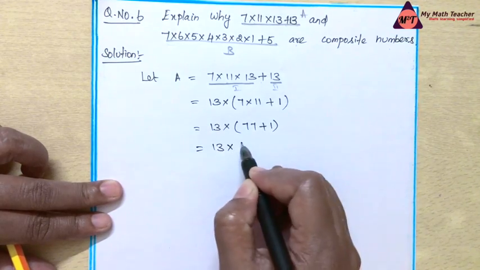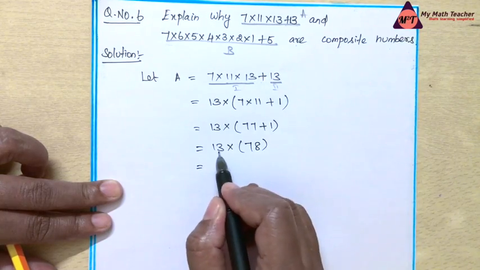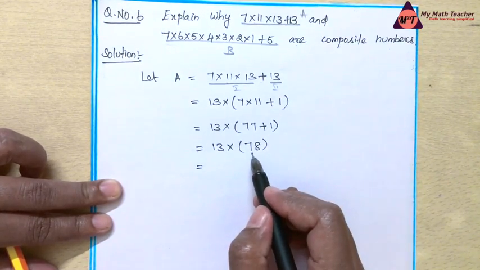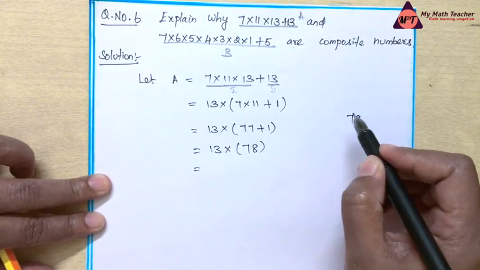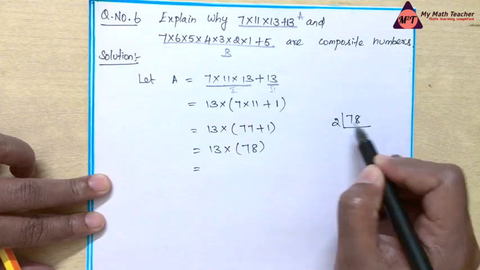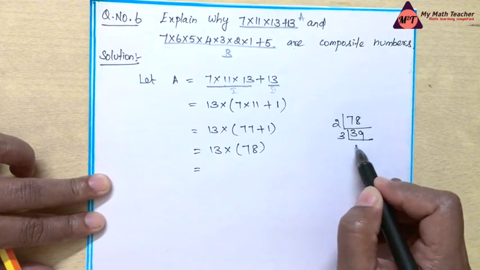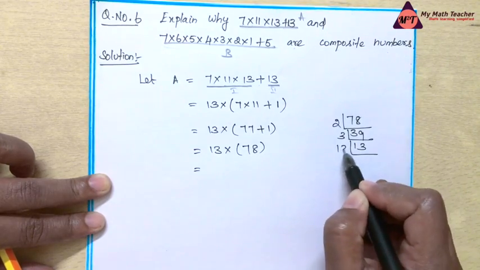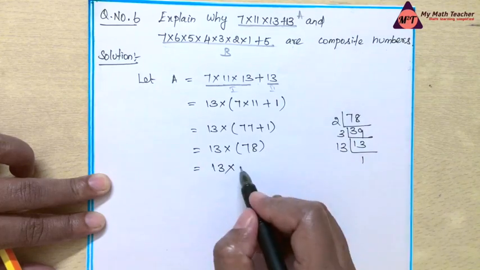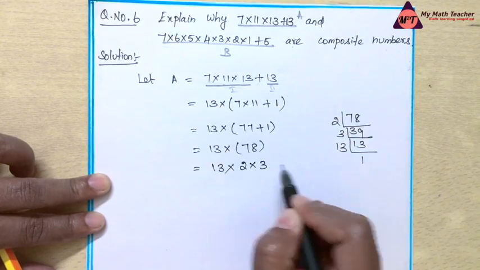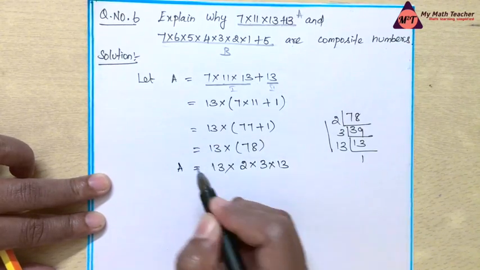13 into 77 plus 1 is 78. We know 13 is a prime number, whereas for 78 we can find the prime factors. 78 divided by 2 is 39, 39 divided by 3 is 13, and 13 divided by 13 is 1. So 78 can be written as 2 into 3 into 13. This is A. Okay.